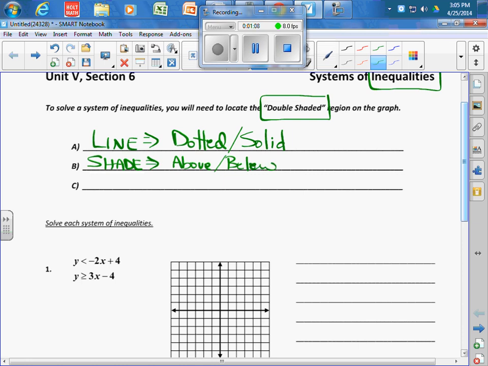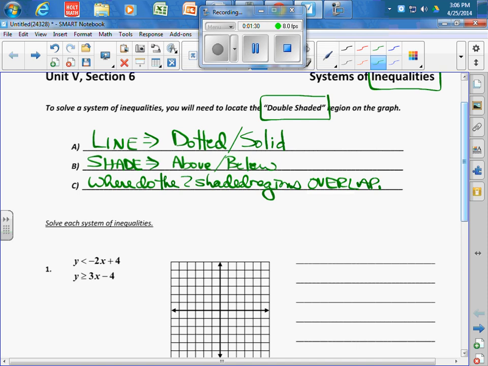And then the answer is where do the two shaded regions overlap? That's what we're looking for. And let's talk about how we do that.